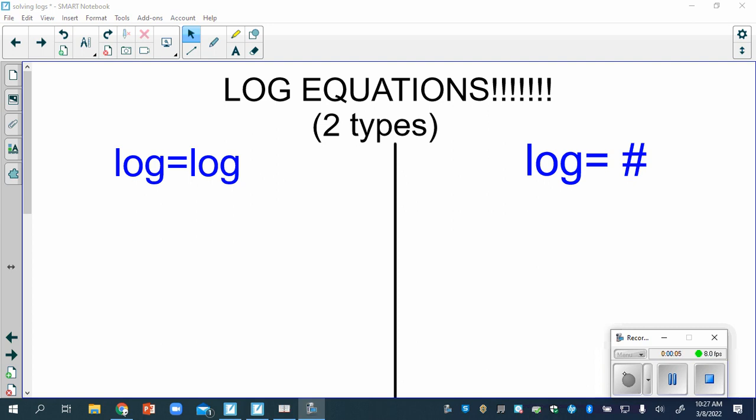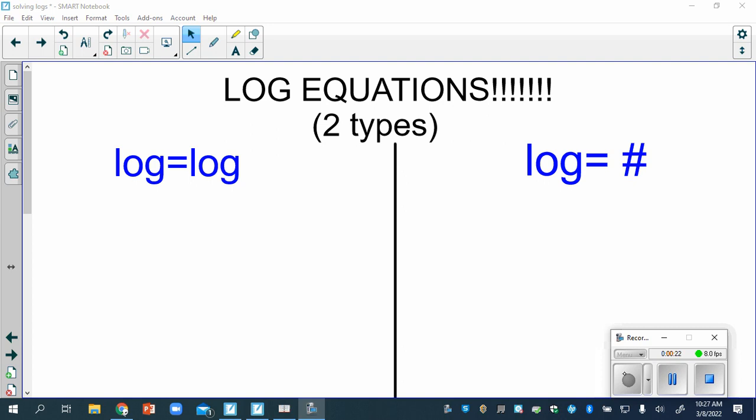So here's what. The two types of these problems that we're doing, there is the easy type and the hard type. Here's what's weird. I've actually already taught you the hard type. Yay. So that's log equals number. We're going to talk about this kind first.